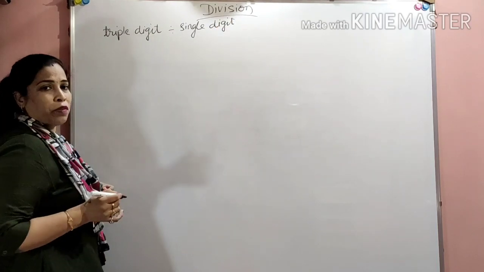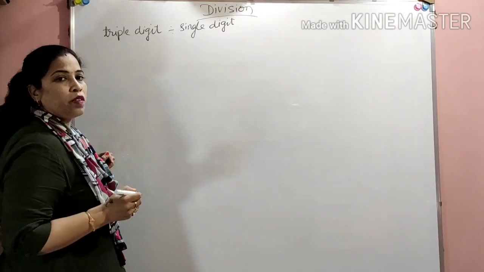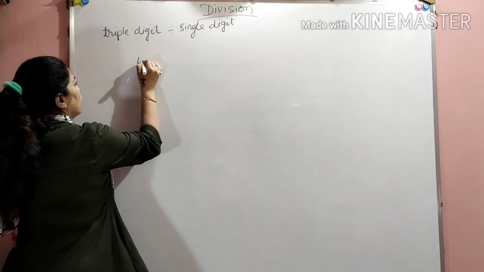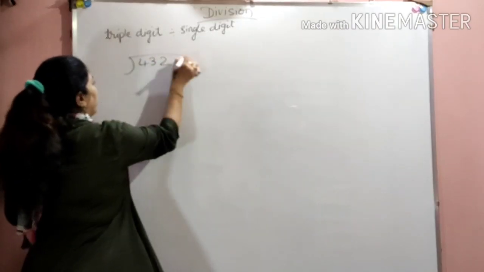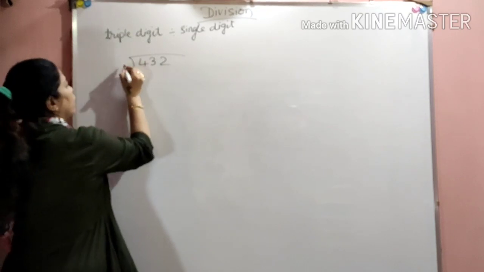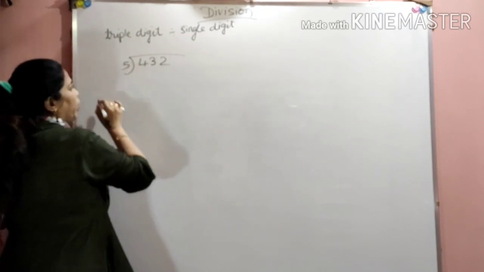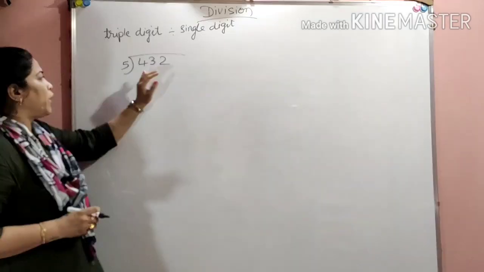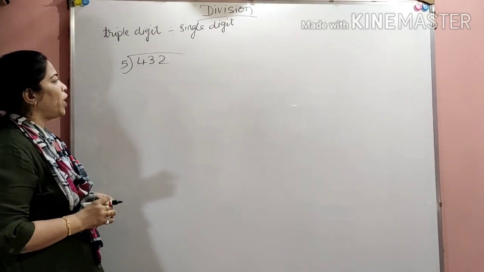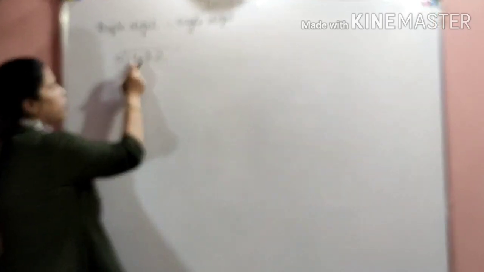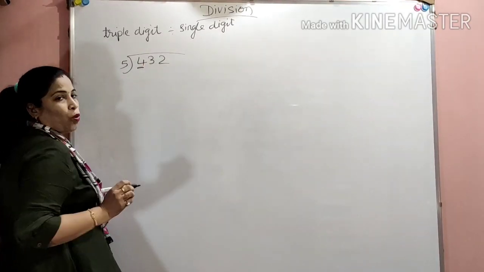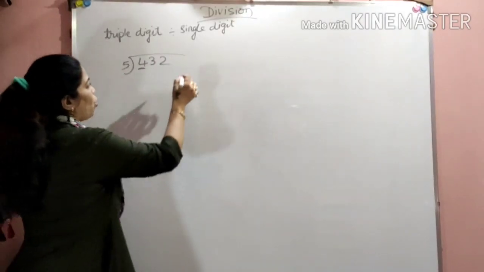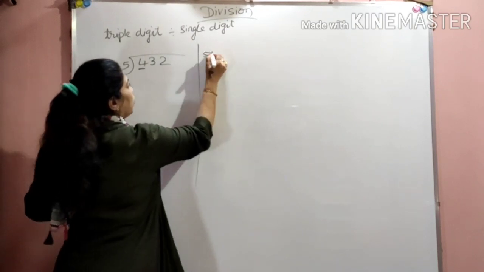Today we are going to see triple digit divided by single digit. I will write one sum. Suppose I have taken 432 divided by 5. So what I will do? First I will go with single digit. See 4. But for that what I have to see? I have to see the table of 5.